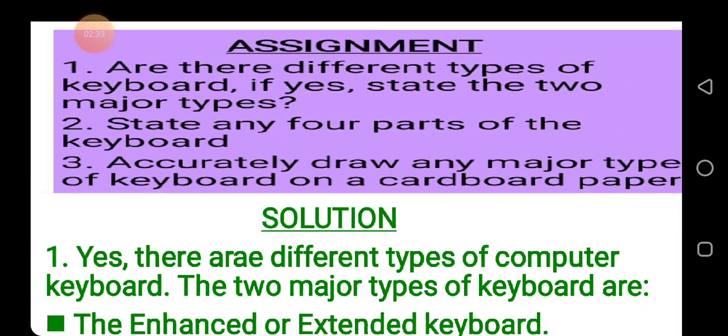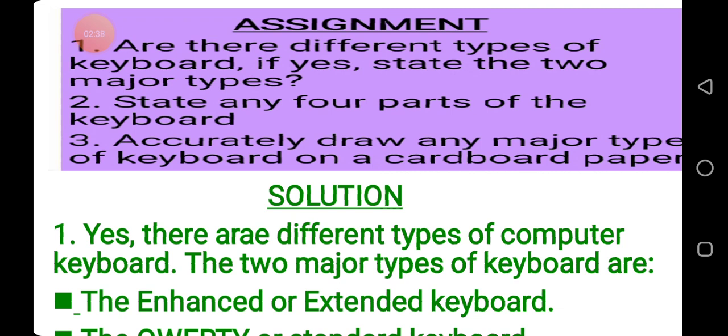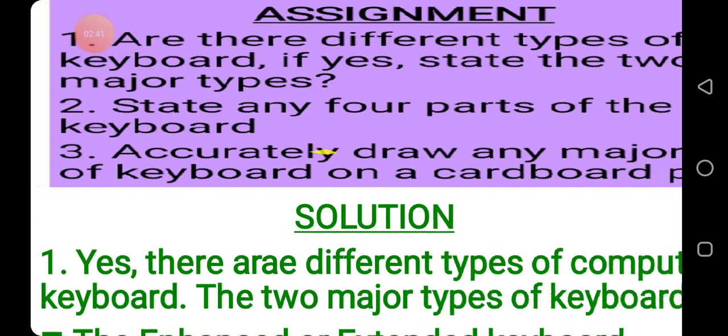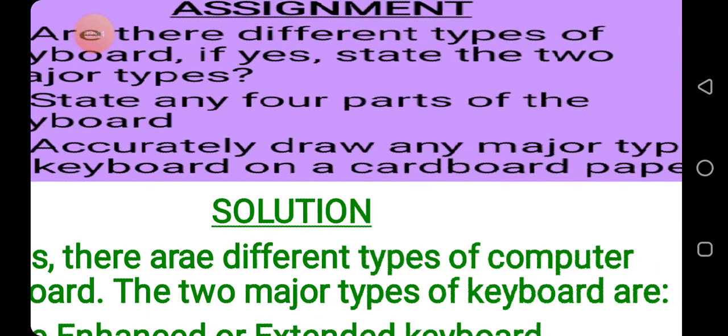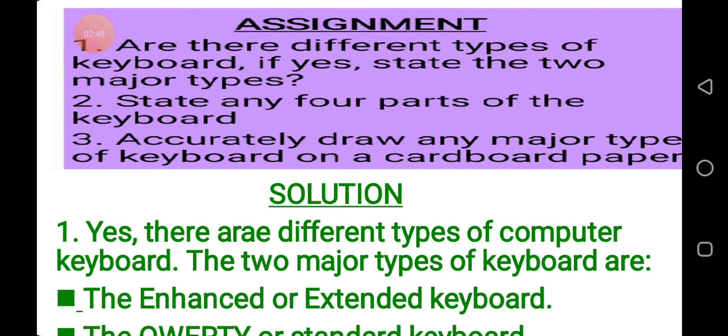So you can see that was the assignment. Are there different types of keyboard? If yes, state the 2 major types. Okay. It says also number 2, you should state any 4 parts of the keyboard. Then lastly, we say accurately draw any major type of keyboard on a cardboard paper.